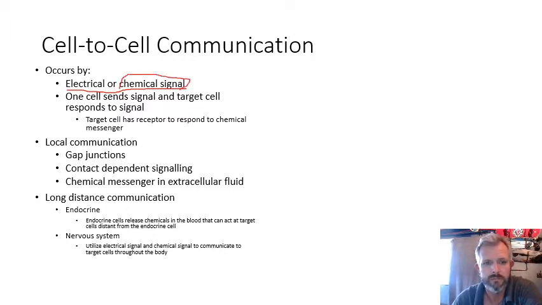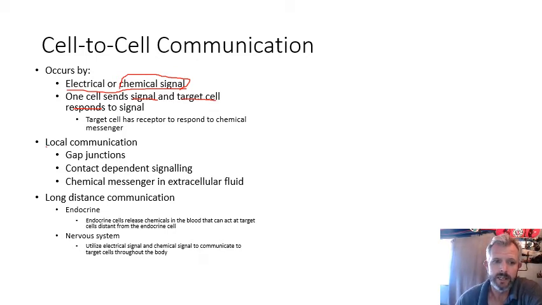Okay, this is where one cell sends out a messenger, a chemical messenger signal, and the target cell can respond to it. With our chemical signaling, we have one cell talking, sending out the chemical messenger, and the other cell, the target cell, in which we're going to get a response, has got to have ears to listen to what the cell is saying. And those ears are the receptor. So to be able to respond to the chemical messenger, a target cell has to have a receptor for that chemical messenger.